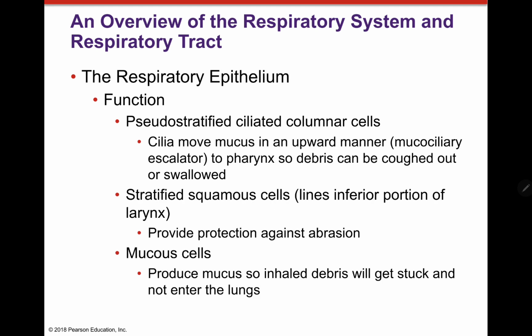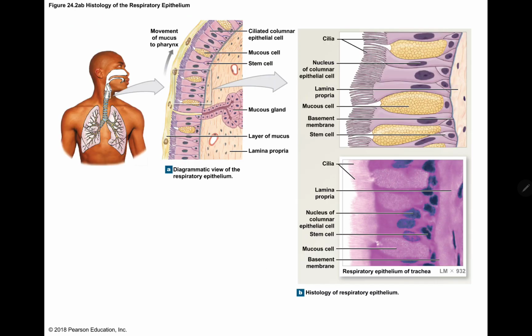When we're looking at the pseudostratified ciliated columnar cells, we're going to have that cilia. That cilia is going to be able to move mucus in an upward manner, and we call that the mucociliary escalator. It's going to move that mucus upward to the pharynx, so that debris, if it's inhaled, can be coughed out or swallowed down the esophagus. Stratified squamous cells line the inferior portion of the larynx and provide protection against abrasion. And then you have those mucus cells. Those mucus cells will produce mucus so that inhaled debris will get stuck and not enter the lungs. That's really important.